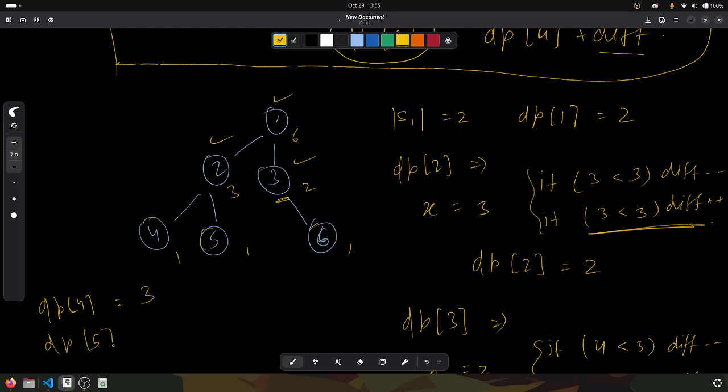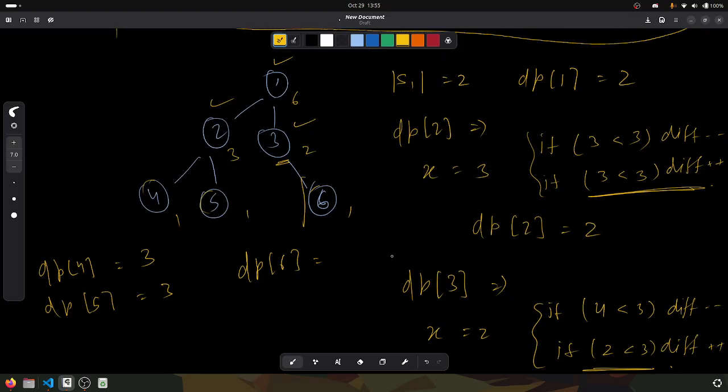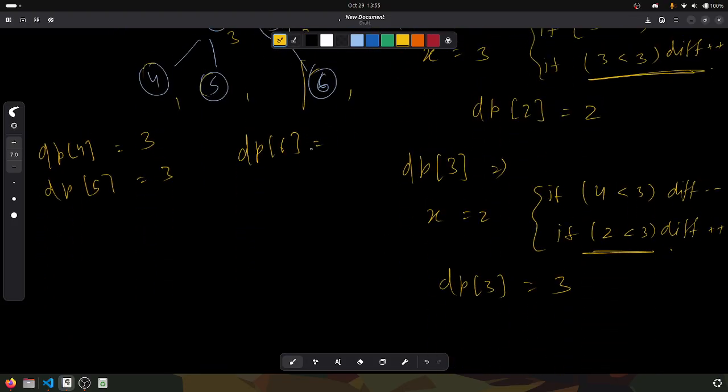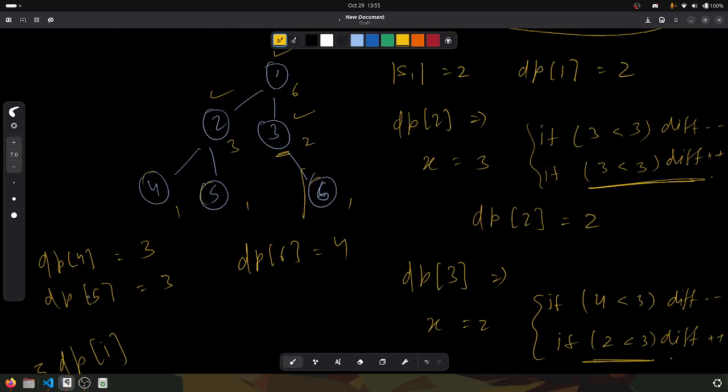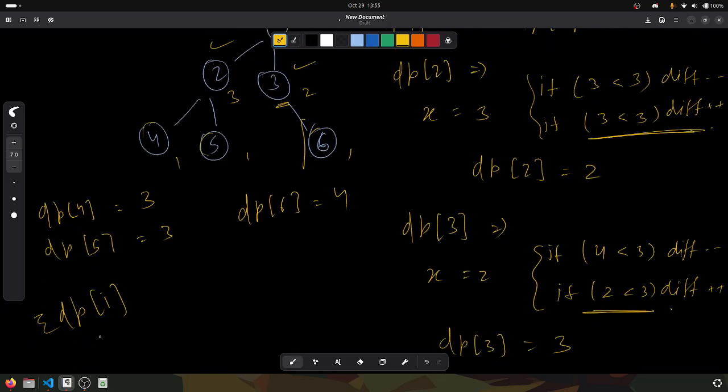Similarly, dp of 5 will also be 3, and for dp of 6, again x is equal to 1, so we will add 1. So dp of 3 plus 1 will be the value of dp of 6, which is 4. So the overall answer will be nothing but the sum of dp i. dp1 was 2, dp2 was 2, dp3 is 3, dp4 is 3, dp5 is 3, dp6 is 4. So 4, 7, 10, 13, 17.